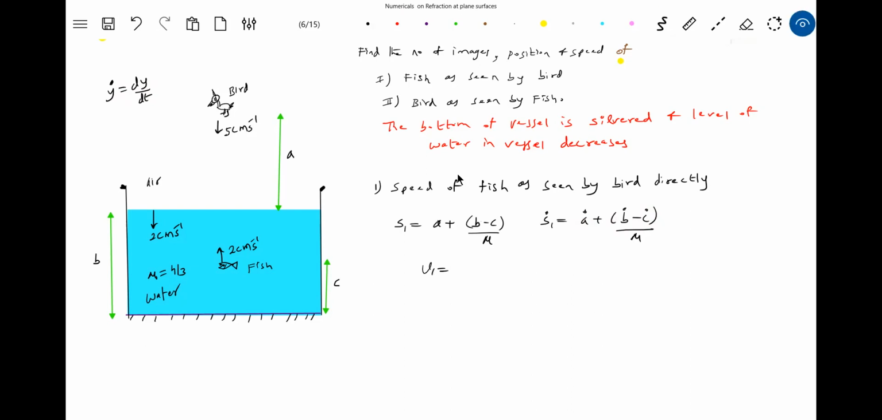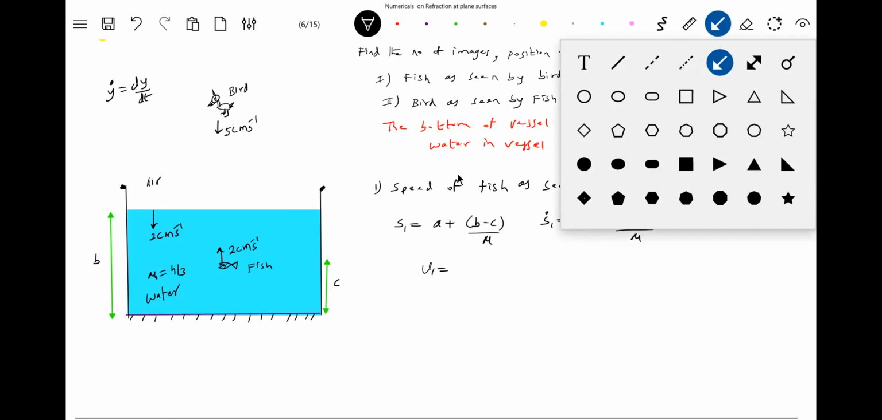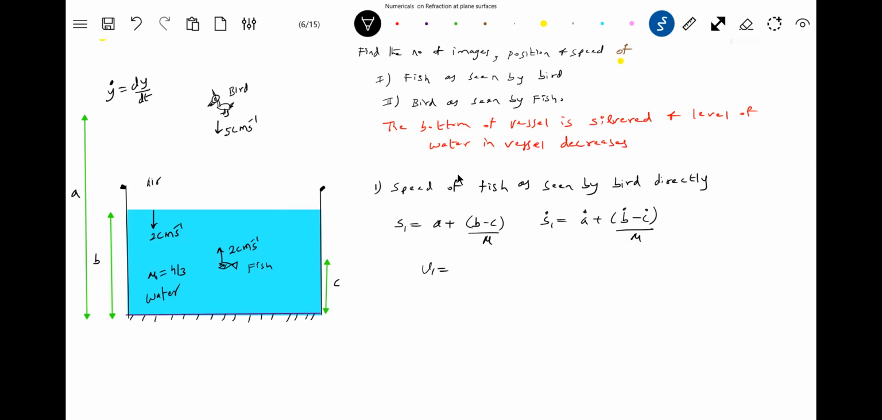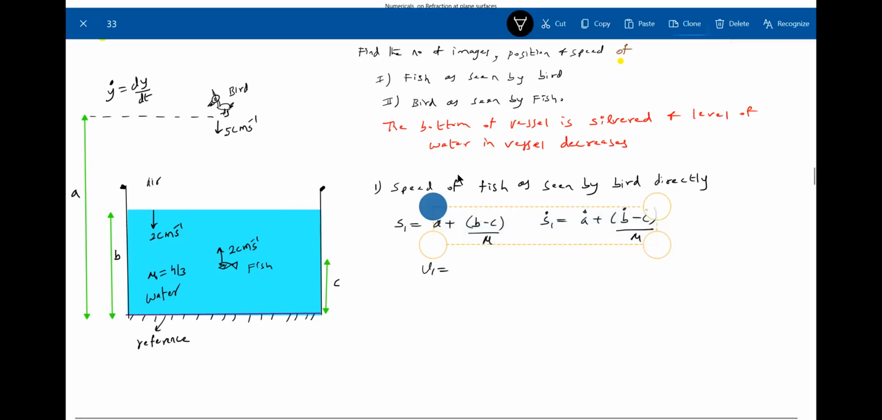Now dA by dt. Sorry, some correction is there. I should take all the references. All the distances. So this is a reference for us. Definitely, this will also change. I'll bring it again.